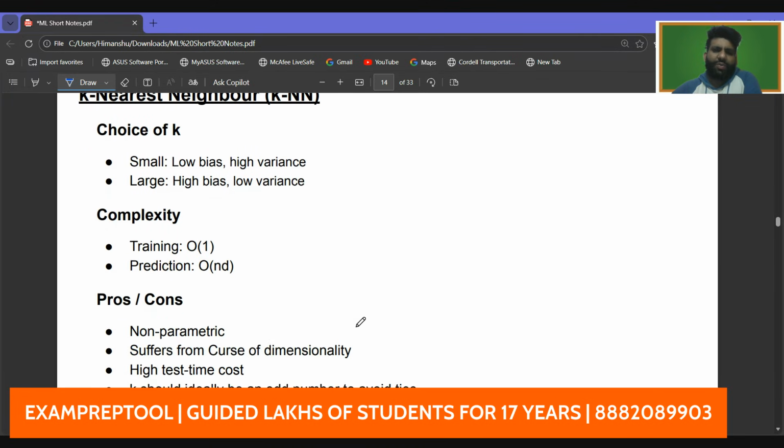So yeah, choice of k. If the k is small, we will have low bias but high variance. In that case, I might be looking at only the very nearest neighbor, for example k equals 1, but it might give me high variance, because if I do not know about the overall data, I might suffer. I may not be able to predict properly.